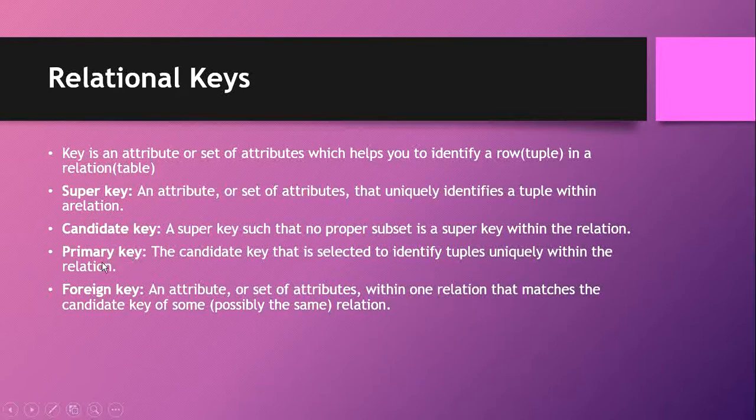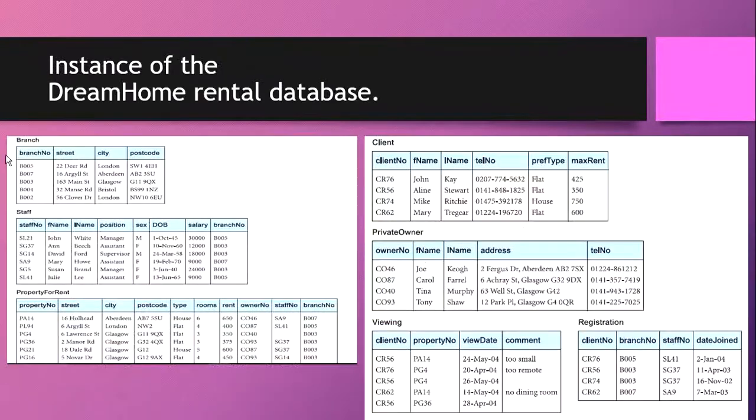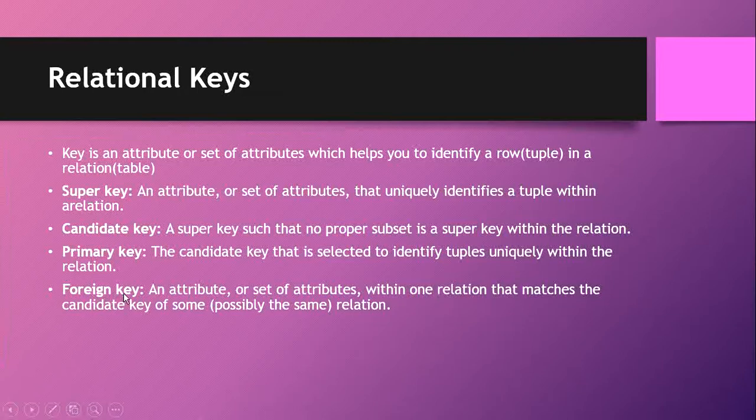So we actually select a primary key from candidate keys, and the primary key is the strongest among all the candidate keys. The other keys that are candidate keys but do not become primary key are called alternate keys. For example, in the branch table, if we select branch number as primary key, then the postcode will become an alternate key. Next we have foreign key, an attribute or set of attributes within one relation that matches the candidate key of some, possibly the same, relation.